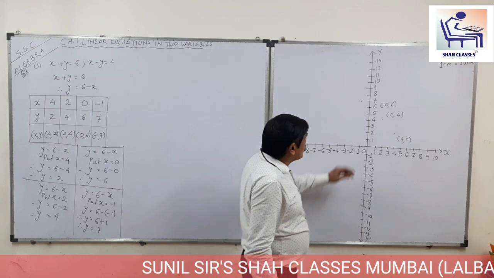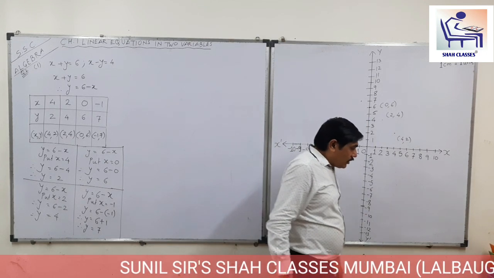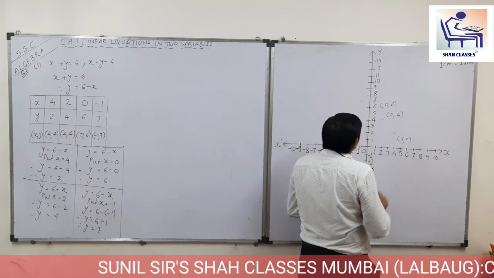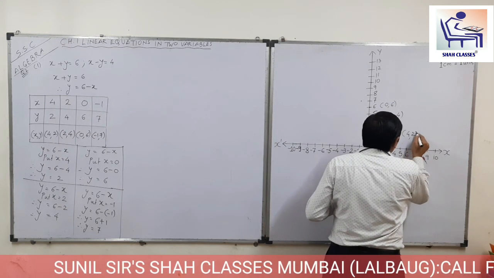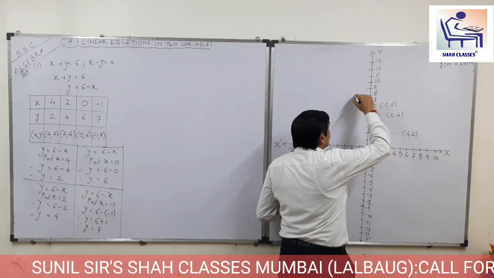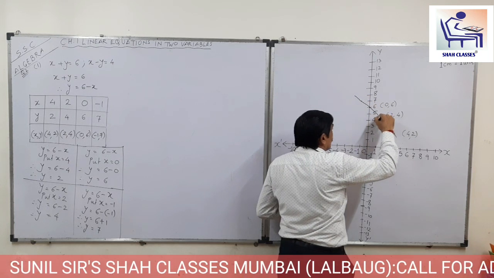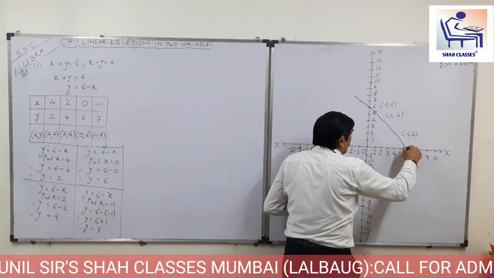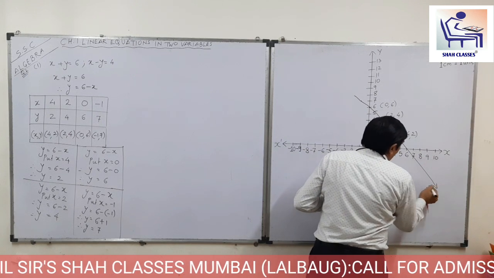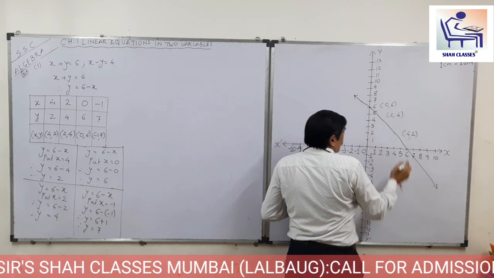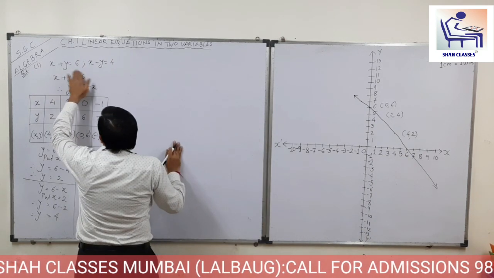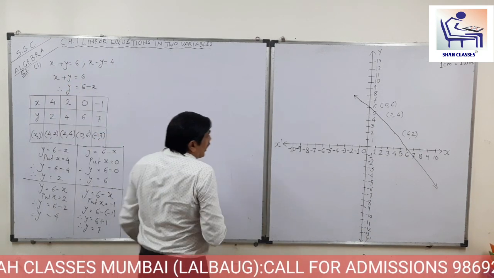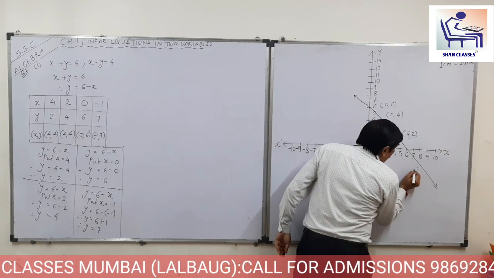Now we have to join all these points. So it will be one single line. I am drawing this. So write the naming of the equation. Please, while writing the naming of the equation, you have to write this one: x plus y is equal to 6.